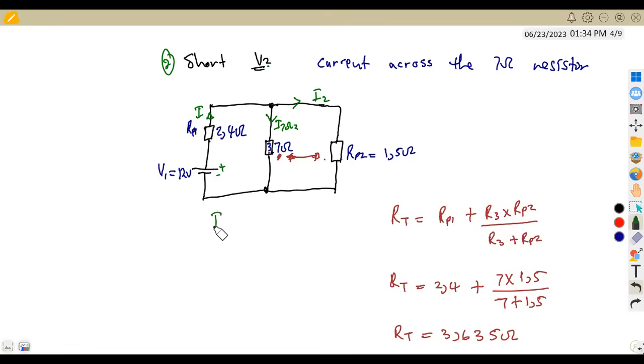As this is our total resistance, what about the total current? Our total current can now be taken from the voltage source that we are given, which is V1 over the total resistance. V1 being 12 volts over the total resistance of 3,635 ohms. So we are going to obtain our total current as 3,301 amps.